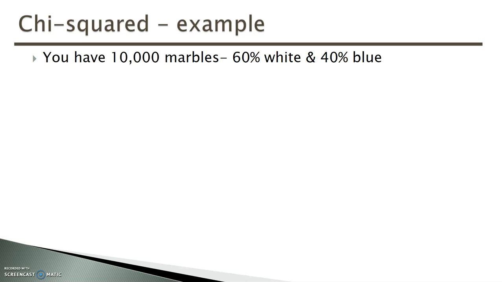So the example in your lab book is looking at a bag of marbles. Okay, so you have a bag of 1,000 marbles, and that bag of marbles is supposed to be 60% white marbles, 40% blue marbles, and you need to count them and figure out if that percentage is actually correct. Now, unless you have way too much time on your hands, you're probably not going to sit down and count 10,000 marbles, right? So you're going to take a percentage of those marbles and count them. So you are going to count 100 marbles, okay, just 100. And you are going to see if it follows the 60 to 40% rule that it's supposed to.